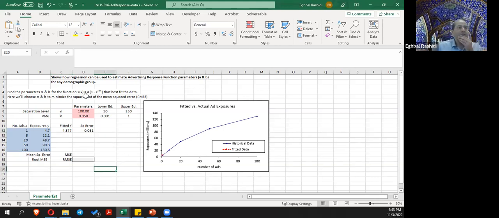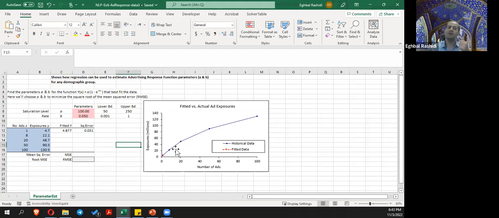All right, so this is the function that we want to fit, to find the best fit for. y of x, which is the exposure, equals a multiplied by 1 minus e to the power of negative b multiplied by x. And a and b are going to be our decision variables in this optimization. So our optimization is to find the best fitted values for a and b, so the function has the best fit for our historical data. Okay, so that's the optimization, right?